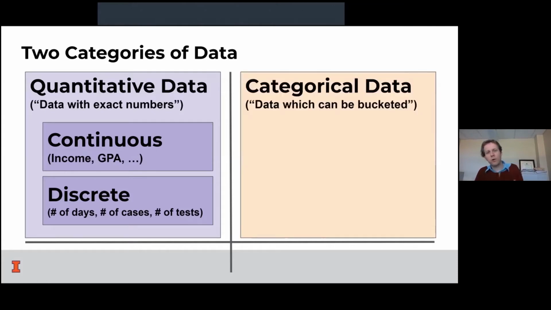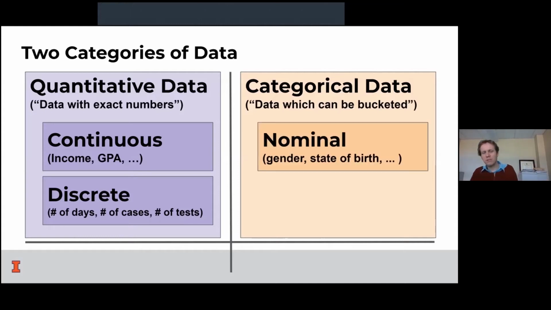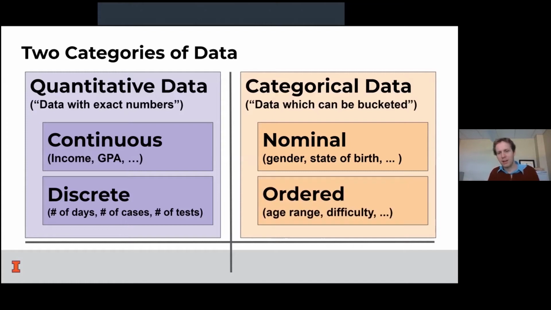And then there's categorical data, and this is every data that can be bucketed. So this can be nominal data, which is data that does not have a natural order to it. So what your gender is, the state or country you were born in. And then there's ordered data. This is data that has a natural order. So this might be your age range. This might be the difficulty of a homework problem. Anything that has a natural ordering that you can order in a certain way, it's going to be ordered categorical data. So every single piece of data, if you think about that data, can fit into one of these 2 categories.